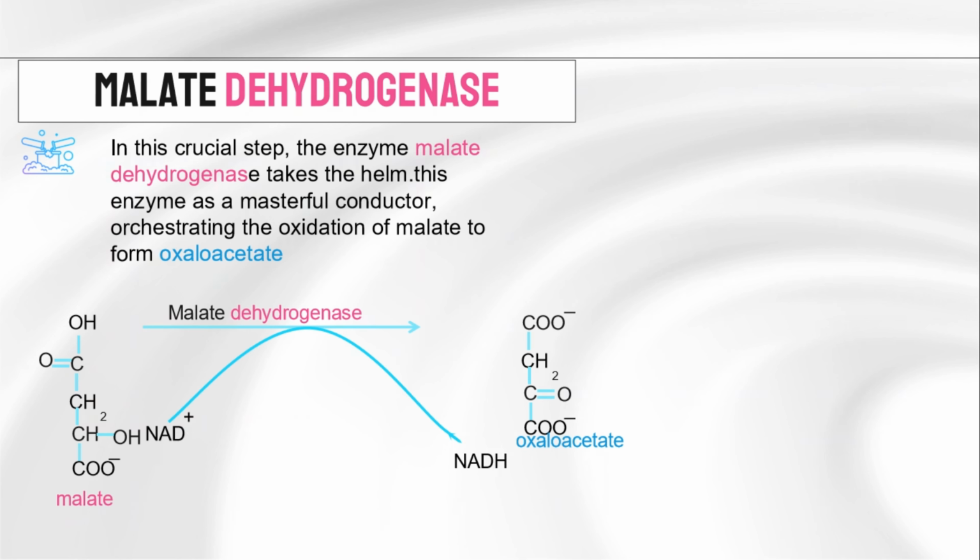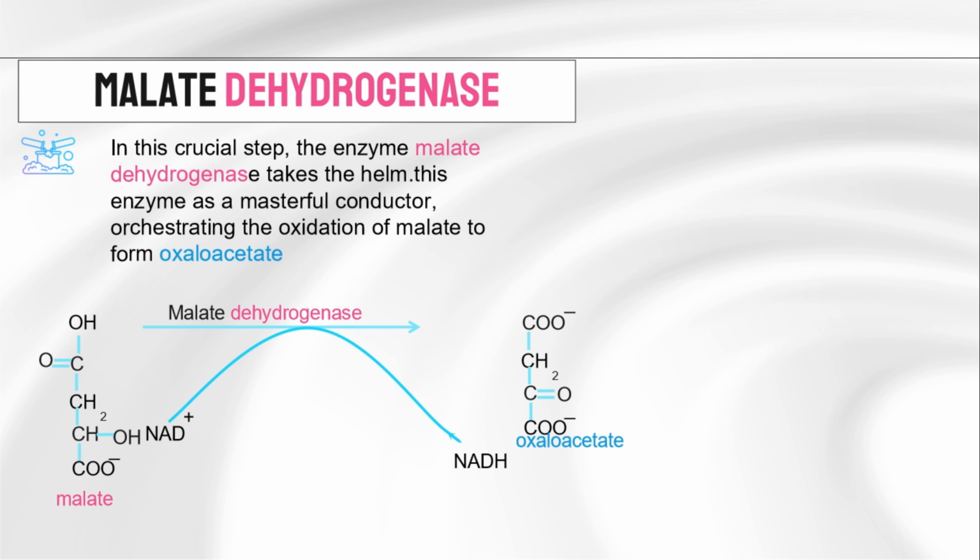During this process, NAD+ is reduced to NADH, a high-energy electron carrier that plays a pivotal role in ATP production in the electron transport chain. The formation of oxaloacetate is critical, as it combines with acetyl-CoA to restart the citric acid cycle, ensuring a continuous flow of energy production.